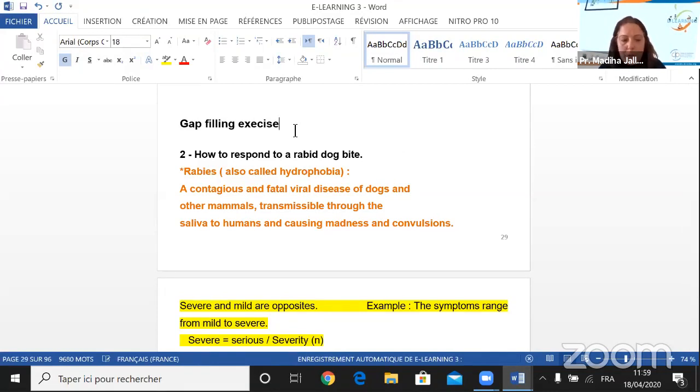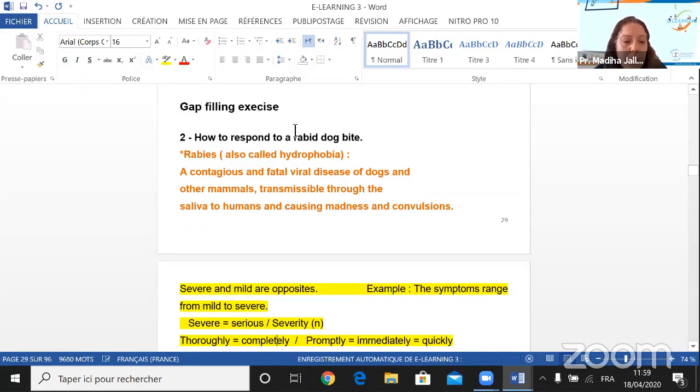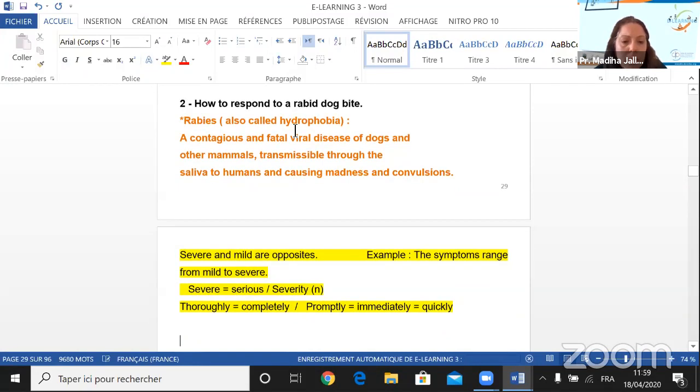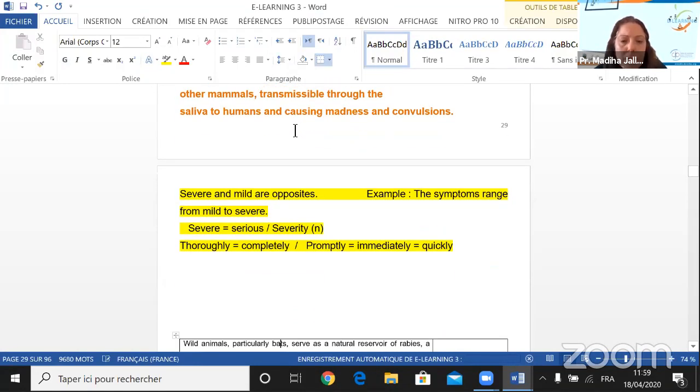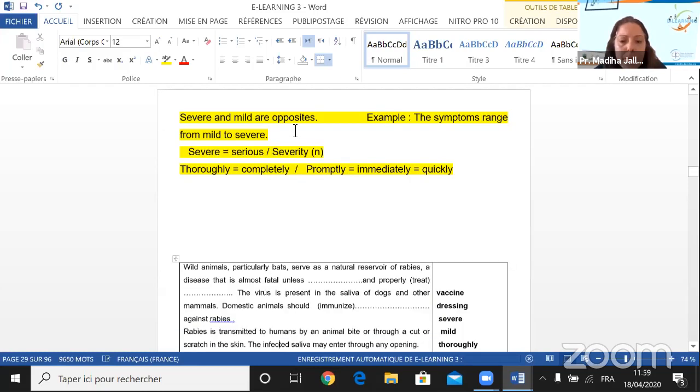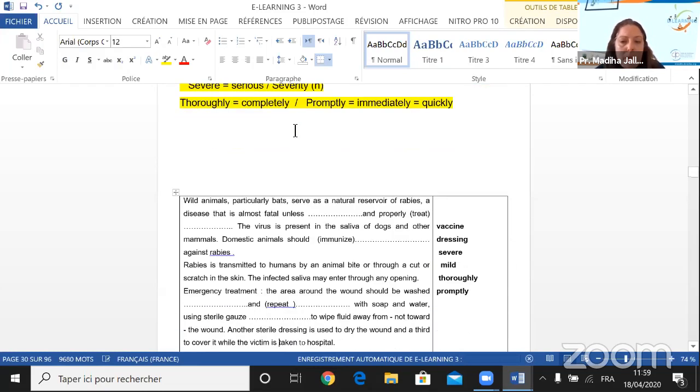This paragraph you're going to see is about how to respond to a rabid dog bite. Rabies, or hydrophobia, is a contagious and fatal viral disease of dogs and other mammals, transmissible through the saliva to humans and causing madness and convulsions. Now, where are the words of the list? Because it's a gap filling exercise, you have two tasks: you will put the words in the right form and you will fill in the blanks.